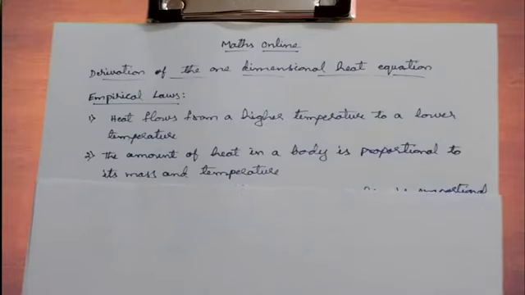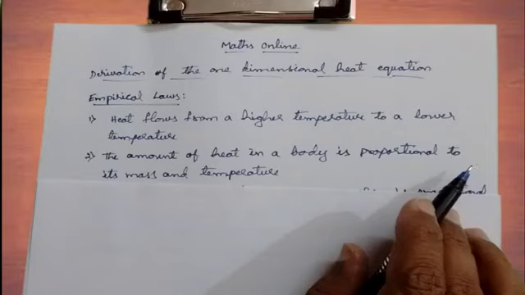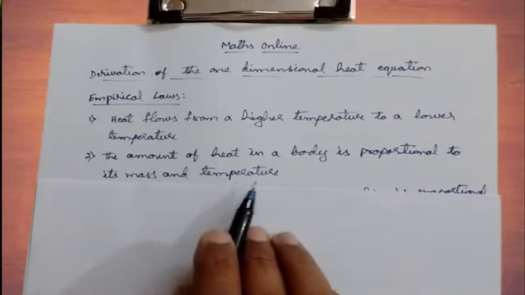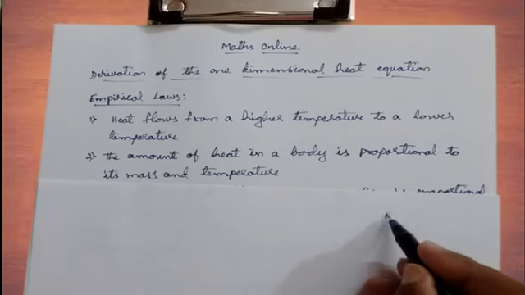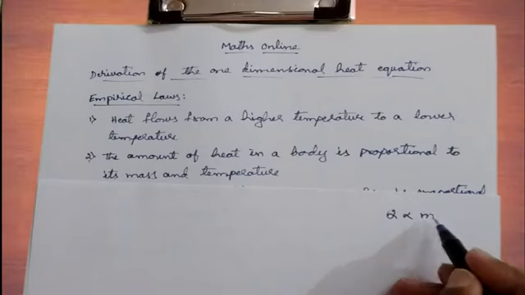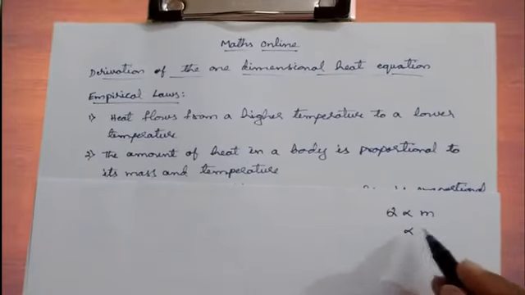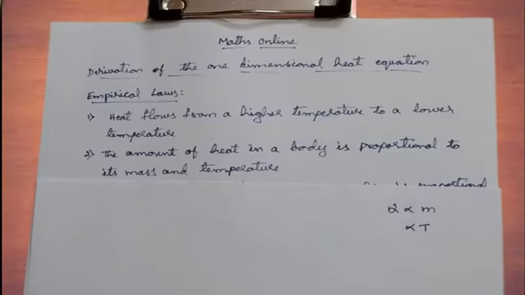The second law is the amount of heat in a body is proportional to its mass and temperature. Whenever you take the amount of heat, it is always proportional to the mass m, and it's always proportional to the temperature T. This law also you have studied.